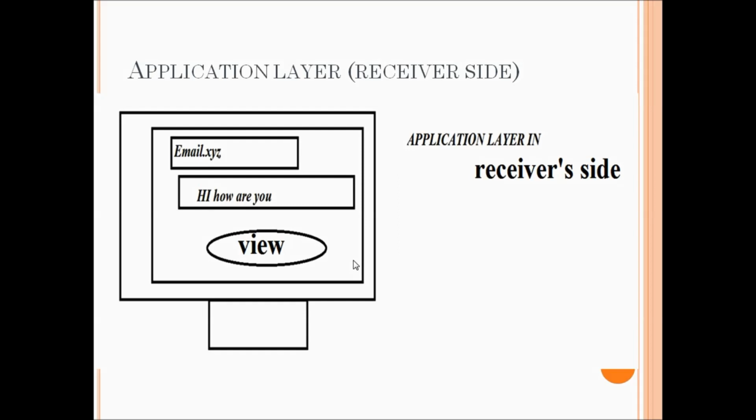Again, on the receiver side, from bits to frames, frames to packets, packets to segments. You have seen that, right? Lastly, decryption takes place in the presentation layer. In the sender's presentation layer, encryption takes place. Lastly, you will see the message in the application layer of the receiver side.